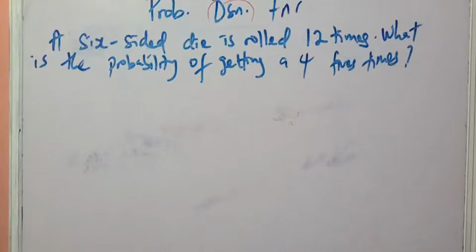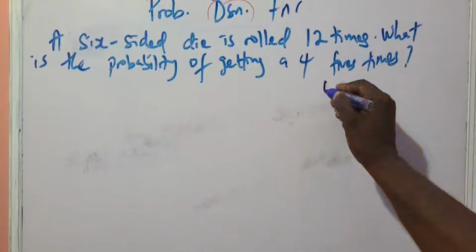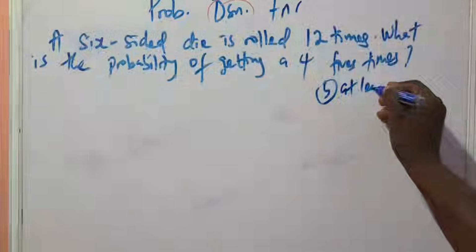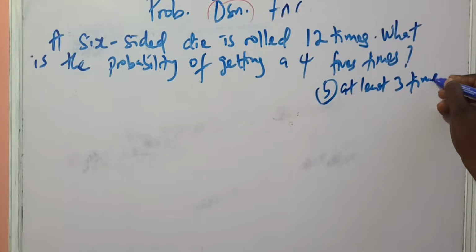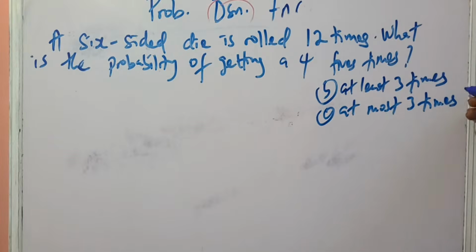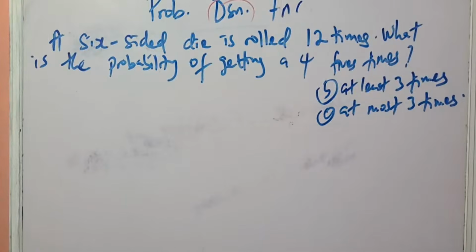A six-sided die is rolled 12 times. What is the probability of getting a 4 five times? And then let me add to this: probability of getting a 4 at least 3 times, and at most 3 times. These are the 3 different questions I want you to solve quickly. Let me see how you guys fare with this.